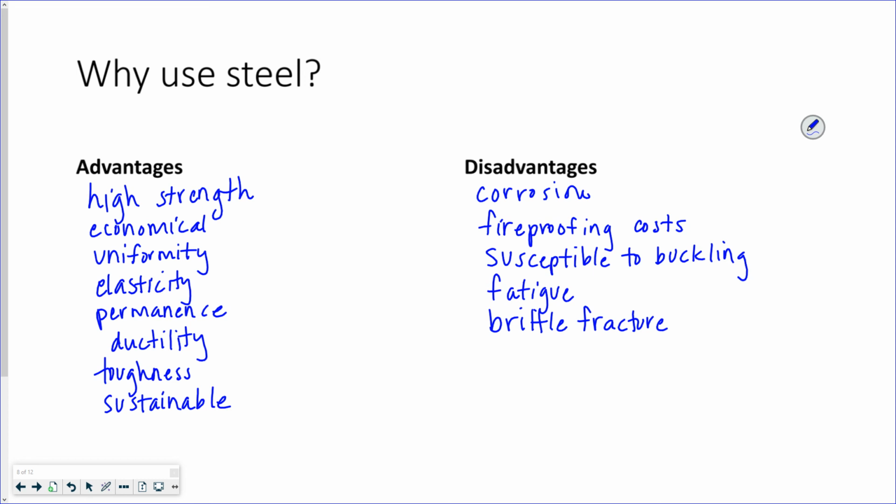So the biggest things are that steel is very economical for its strength, and it has ductility. Those are probably the biggest advantages of steel. You just have to mitigate water and fire.